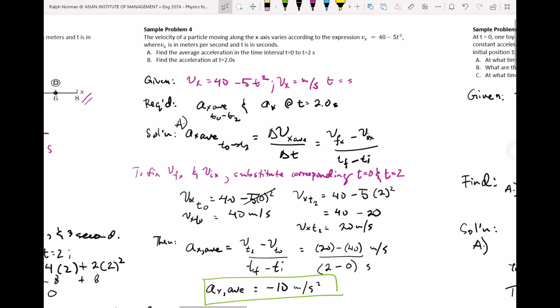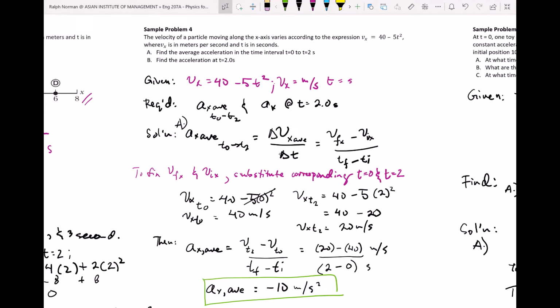Let's try a similar problem. This is sample number 4, and it's similar to number 3, but the only difference is that now we're talking about acceleration and instantaneous acceleration. We are given an equation, v sub x equals 4 minus 5t squared. It is also a parabola if you would graph it. Since it's negative, it's probably pointing downward. You already have an idea now of how the v curve relates to acceleration.